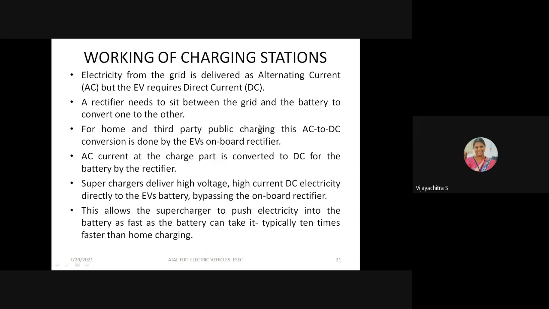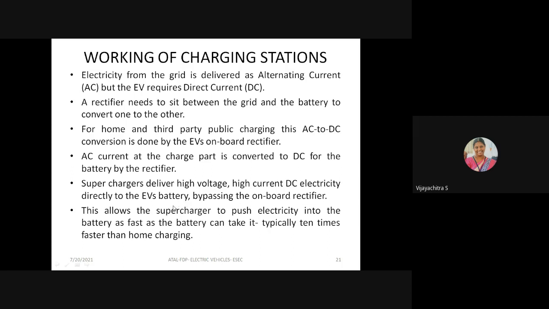There is a power electronic circuit available in the electric vehicle itself. Via this onboard facility, AC can be converted directly into DC for the battery by means of the rectifier in the electronic circuit. Okay, there are certain superchargers which deliver high voltage, maybe 400 volts, high current DC electricity directly to the EV battery without any conversion or usage of the rectifier. So it will bypass the onboard rectifier.